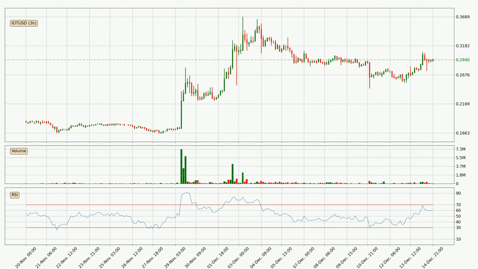Moving to the 3-hourly relative strength index, the current 3-hourly RSI is at 61, so it doesn't show signs of overbought or oversold conditions at this point.